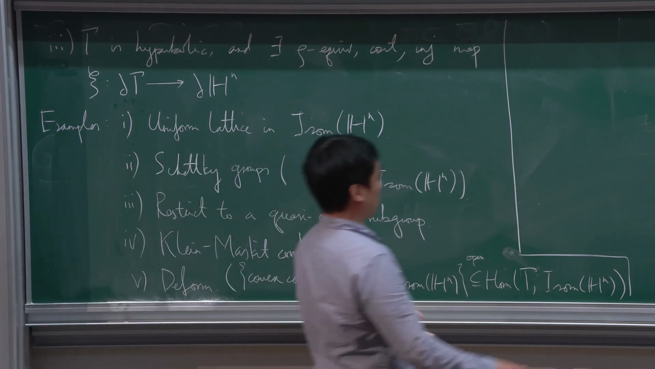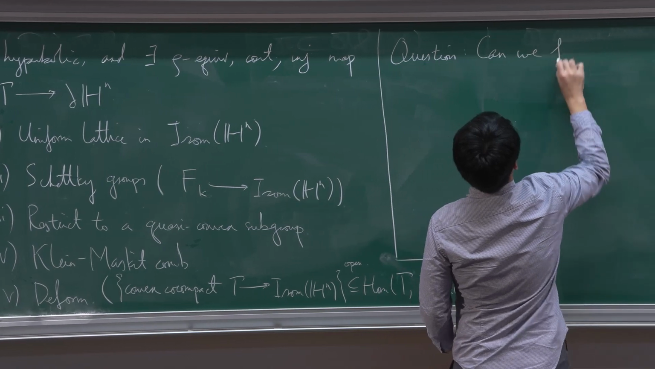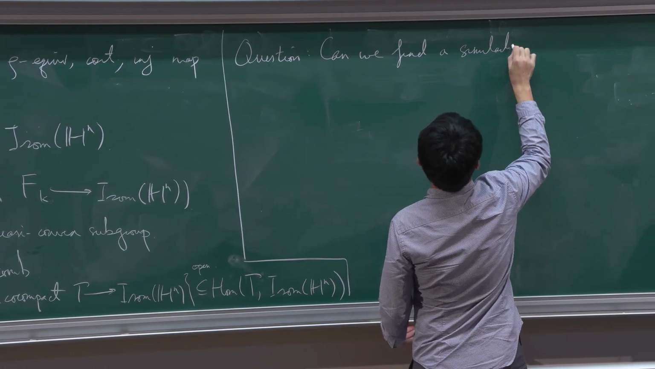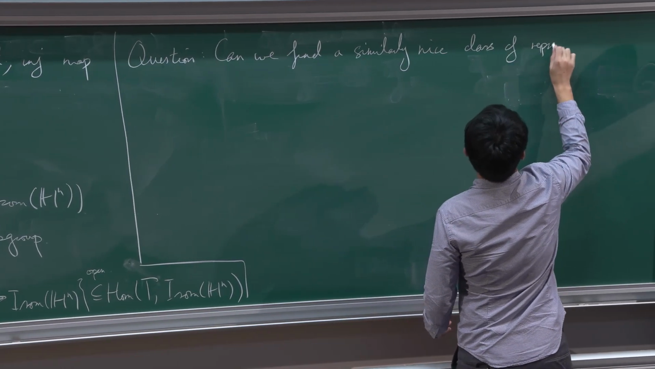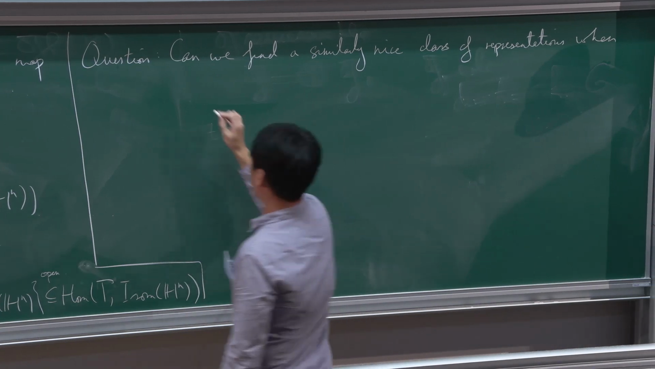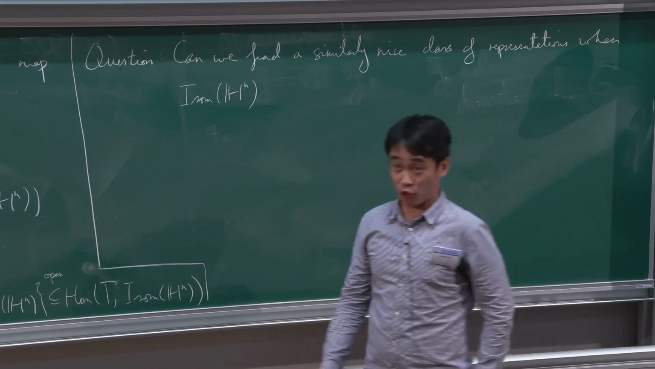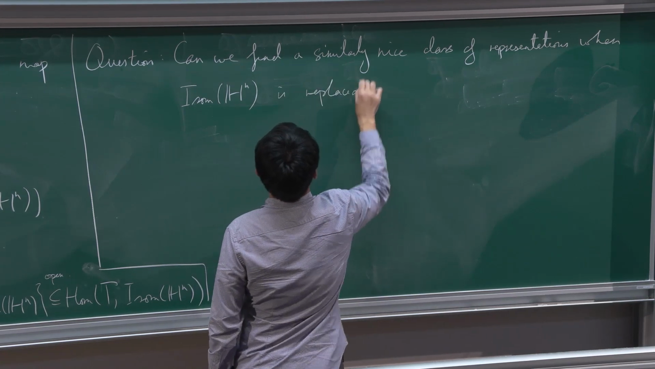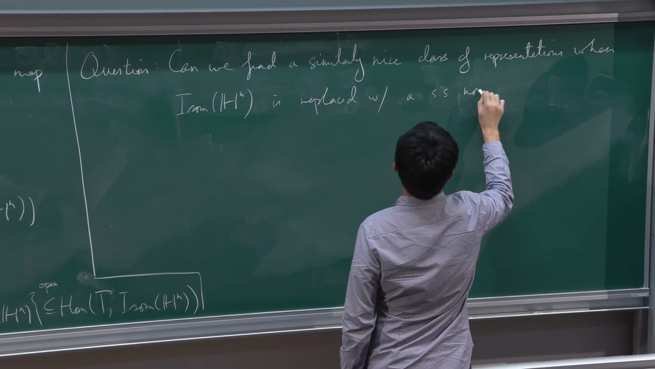So the question now is, can we find a similarly nice class of representations or subgroups when we replace isom Hn, which we saw in the previous lecture is an example of a non-compact semi-simple Lie group, with some semi-simple non-compact Lie group?